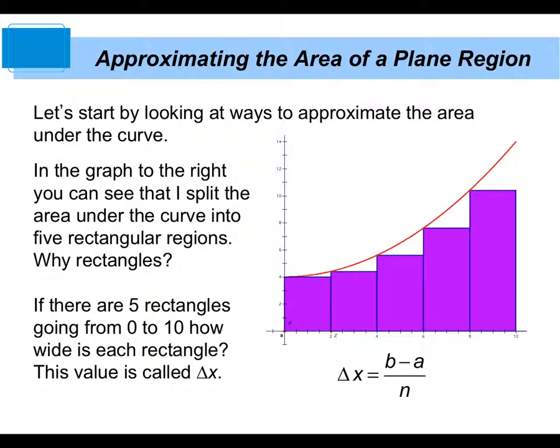You'll notice, however, that when I've got these 5 rectangles, I've got a bunch of wasted space. See all this white space between the purple rectangles and the curve? That's why it's an approximation. So the first question is, how could I make my answer more accurate?